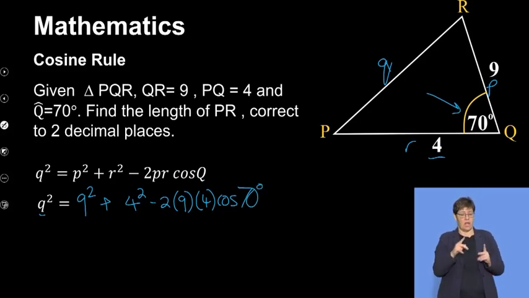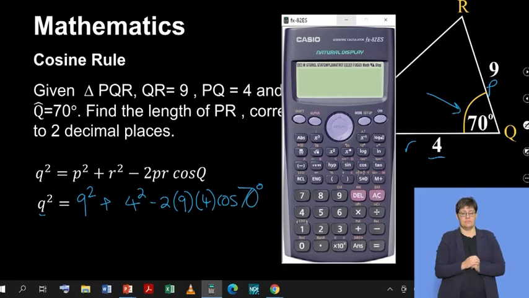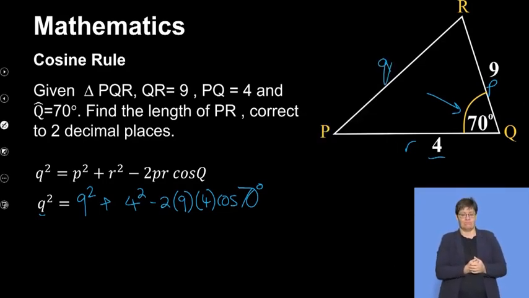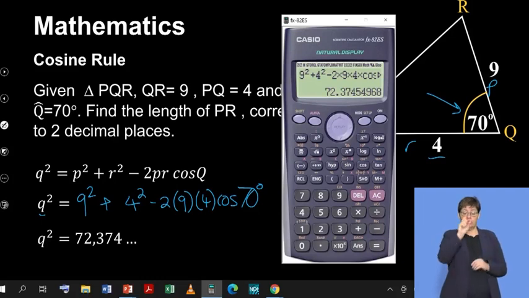Okay, let's bring up our calculator quickly. So we have 9 squared plus 4 squared minus 2 times 9 times 4 times the cos of 70 degrees. Put that into the calculator. That gives us a value for q squared. Remember, even though we have a value for q squared, we were looking for the value for q. So we still have to find the square root of this. You cannot round it off at this point. So our value for q squared is roughly that. Now we're going to find the square root of that answer in order to give us q.